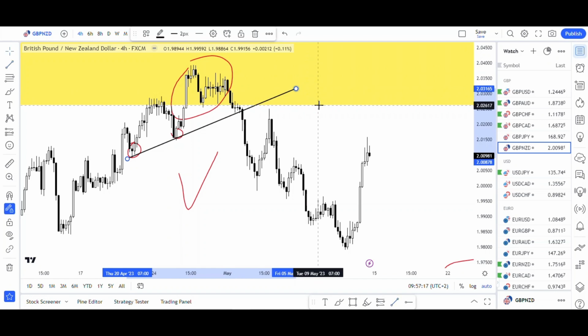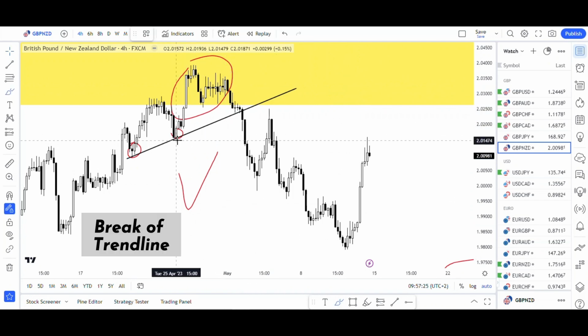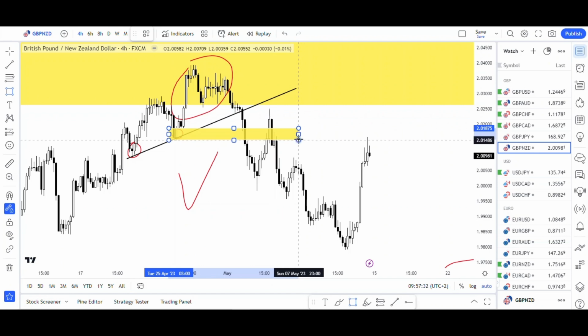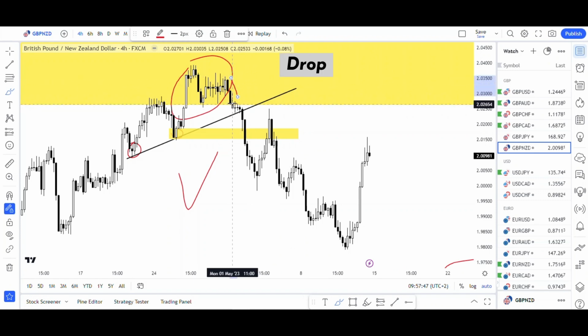Well, and after I connected these two bellies, we have a beautiful break of this trend line. Also we had a break of the structure right here. Well, you can say the break of the structure, and not only that, this move here, see here, this one here, this is a drop, we have a base and drop.